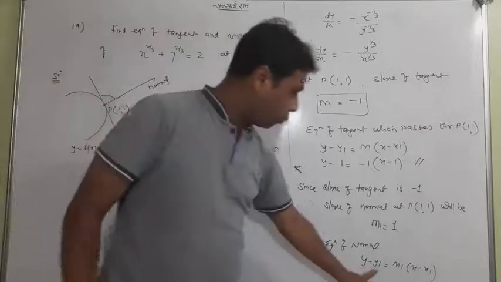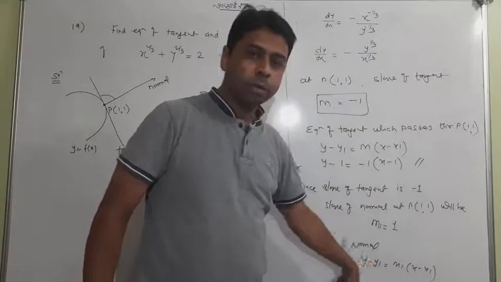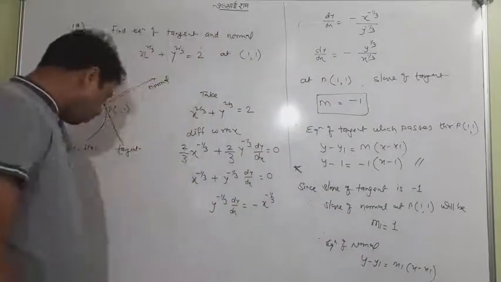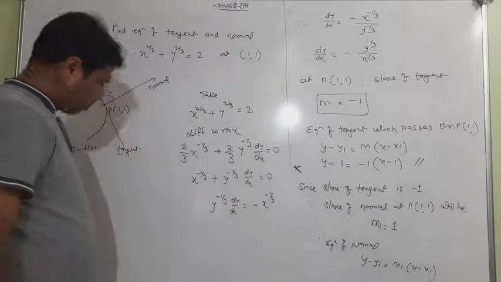So place 1 and 1 and m1 equal to 1. So get answer. Now this is a very simple concept. I don't think that's a tough one.